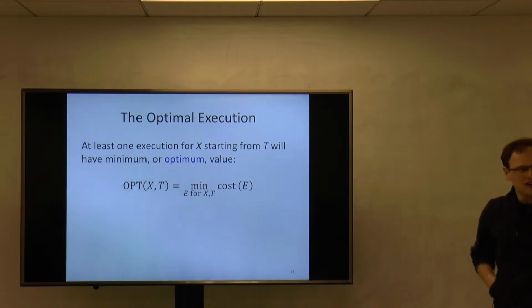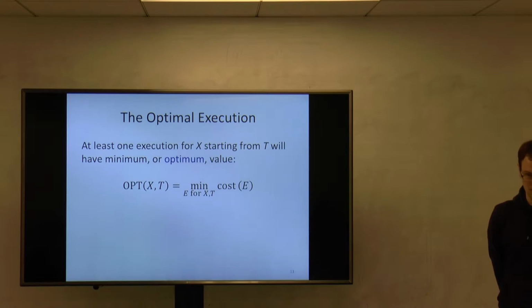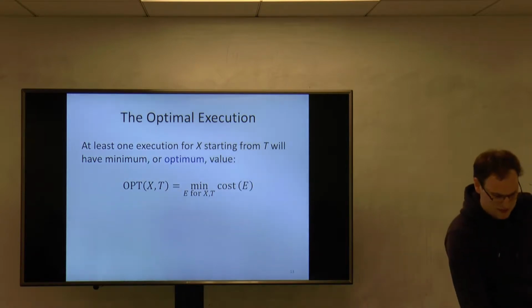Each execution for an instance has a well-defined integer valued cost. So one of them has a minimum value. So we'll just define the optimum cost of an instance as the minimum possible execution cost for that instance. So that's the optimum in our model.